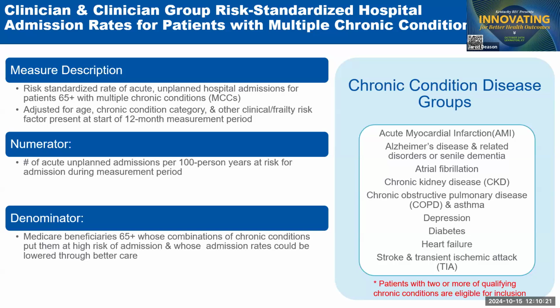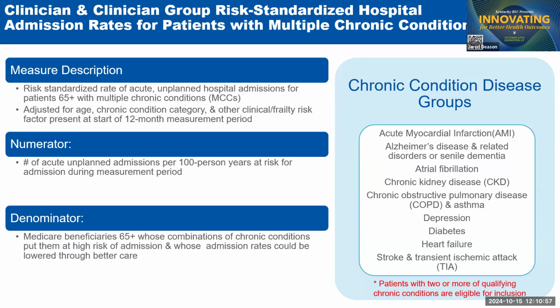For your denominator, the denominator will include Medicare beneficiaries age 65 plus who are at a high risk of admission due to 2 or more of those chronic conditions present within the measurement period before that admission. For your numerator, the measure counts acute unplanned admissions during the measurement period. Planned hospital admissions are again excluded in this measure as they reflect ongoing treatment plans and not so much the poor quality of care that may be happening.